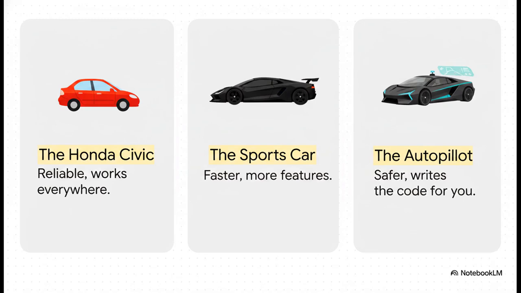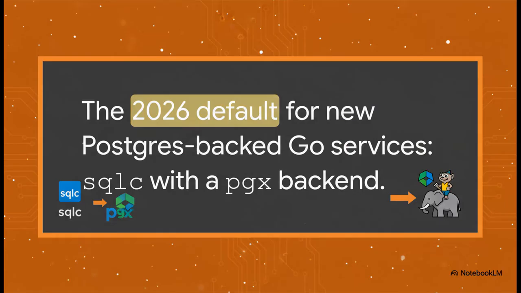Think of database/SQL as the Honda Civic. It's reliable, it works everywhere, it's totally fine. Then you have pgx, that's your sports car. It's way faster, has more features, but it's only for Postgres. And sqlc is the autopilot. It literally reads your SQL and writes type-safe Go code for you, perfectly, wiping out entire categories of bugs before they can even happen. So yeah, let's just make it official.